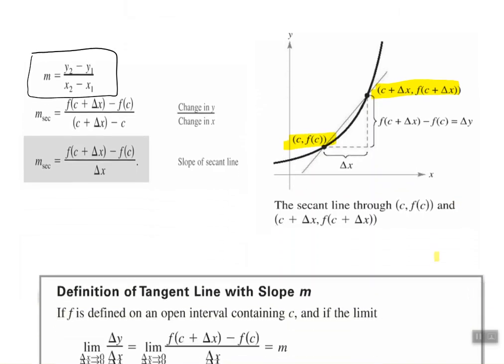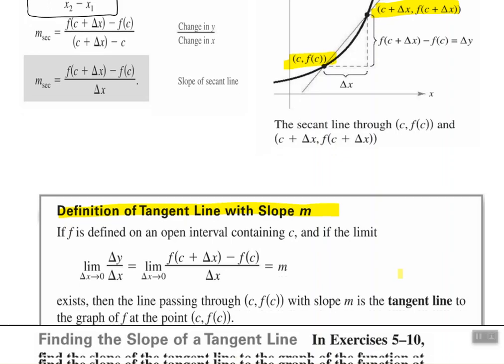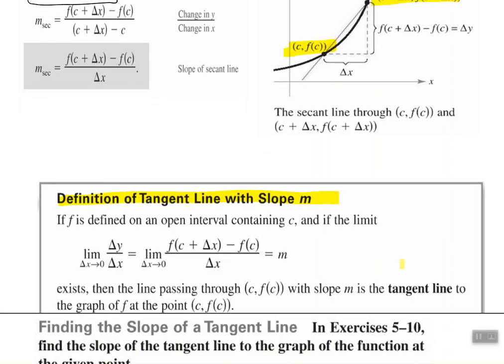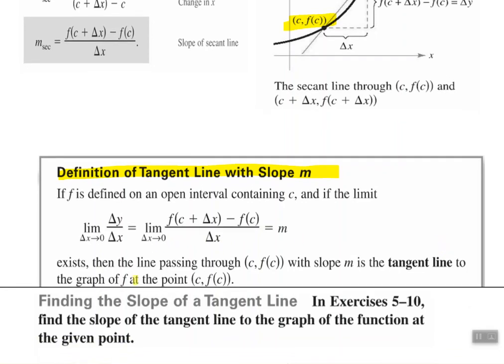Okay, so we're going to use this definition of a tangent line with the slope of m. It says if f is defined on an open interval containing c, and if the limit of delta y over delta x as delta x approaches 0 equals the limit of f of c plus delta x minus f of c all over delta x as delta x approaches 0, then that equals the slope. And if the slope exists, the line passing through c, f of c with the slope of m is the tangent line to the graph of f at the point c, f of c.